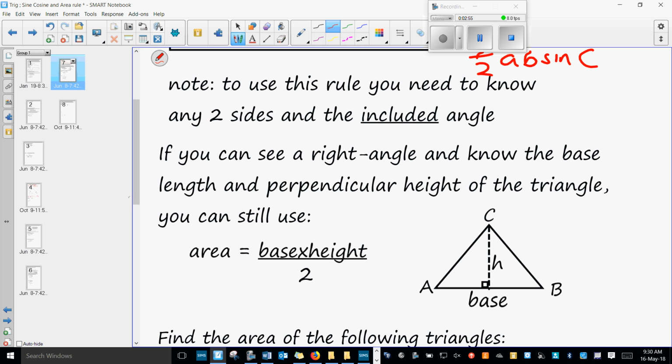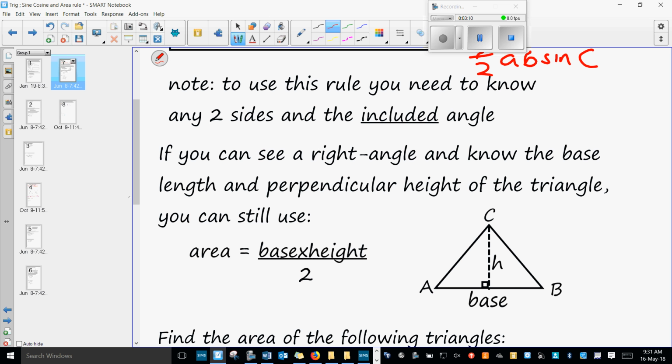If you can see a right angle triangle, or a right angle, and know the base length and the perpendicular height, you can still use that. So if you've been given that, don't stress about using the sine rule. You can just use that rule there.